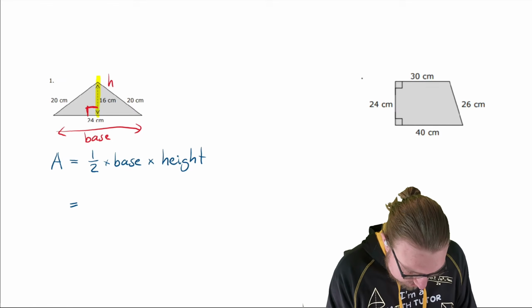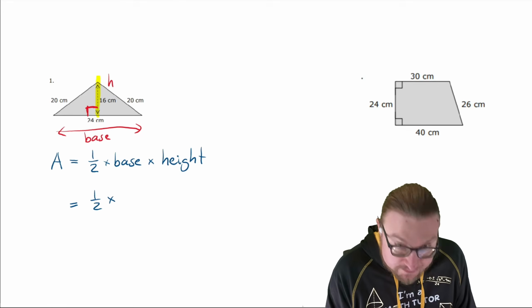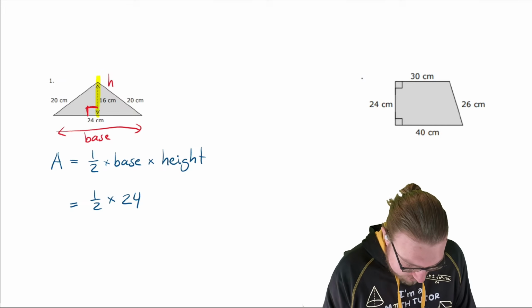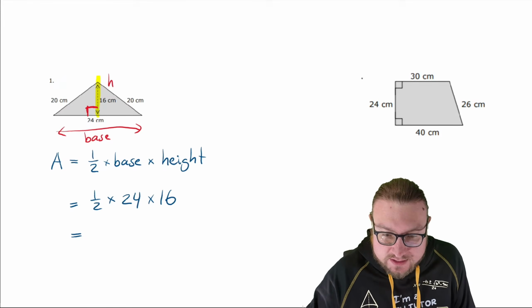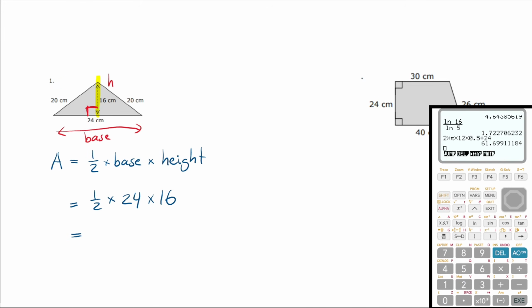So if we substitute these numbers in, we have half times the base is 24. The height is 16. And we can put this in the calculator. So let's do that right now. We're just going to go and type in half times 24. Oh, it's not typing. Half, yeah, there we go. Half times 24 times 16. And we get 192.